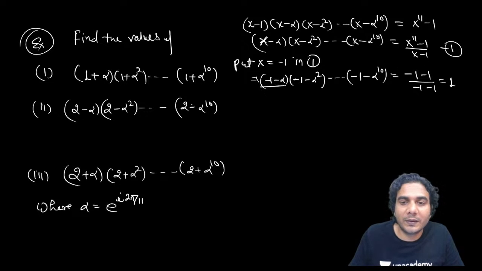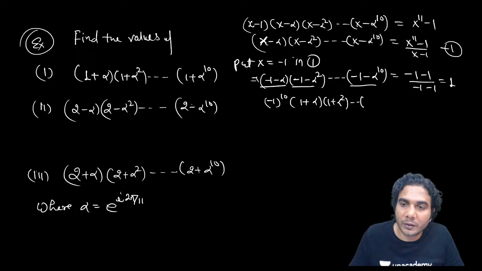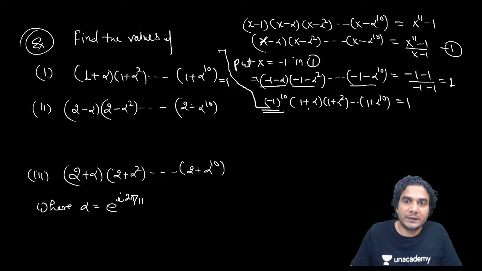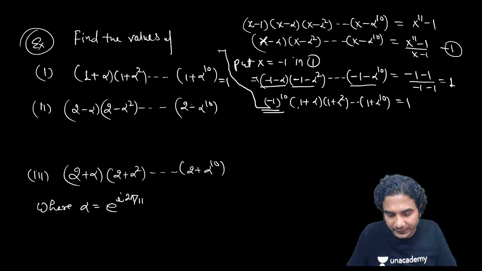How many factors you can see here? 1, 2, 3 and so on up to 10 factors. So from each factor minus sign will be common, right? So from each factor if you take minus sign common, it will be minus 1 raised to 10 and it is going to be 1 plus alpha square and so on up to 1 plus alpha raised to 10 is going to be 1. So this will become 1. So the final answer of this is equal to 1. So that is the answer. I hope you have got it. Now let's solve the second one. Find the answer of the second one.